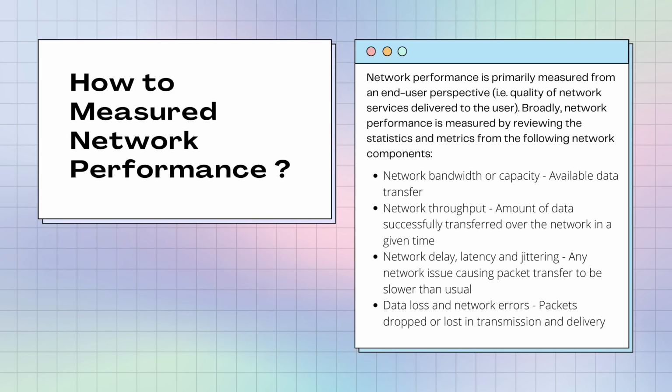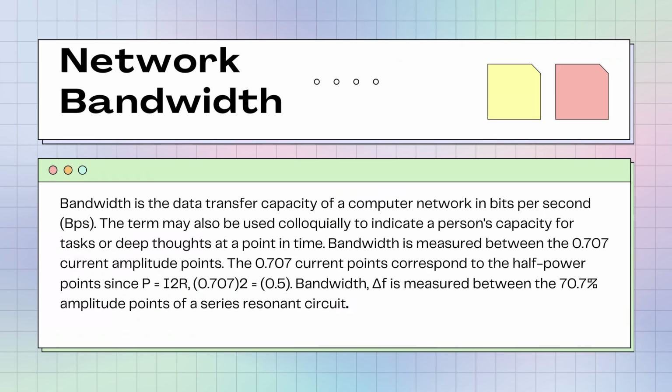How to measure network performance? Network performance is primarily measured from an end-user perspective. Broadly, network performance is measured by reviewing the statistics and metrics from the following network components. The first is network bandwidth or capacity. Second is network throughput. Third is network delay, latency, and jitter. And fourth is data loss and network errors.